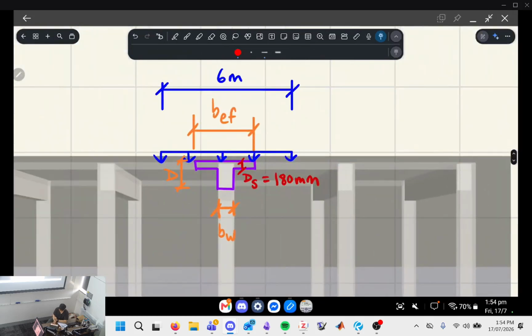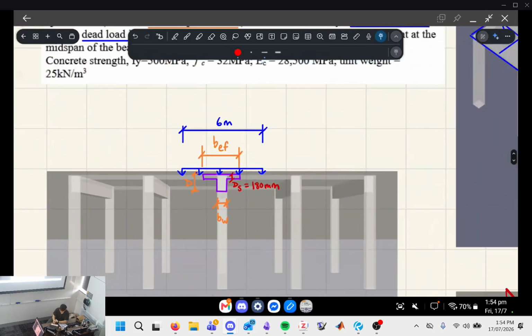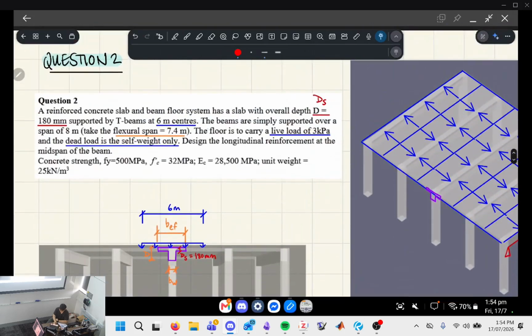So this purple shape that you can see here is a T-beam. And a T-beam is basically a rectangular beam, but since it's connected to the slab on either side, it picks up a bit of the slab strength. Therefore you get a resulting T-shape. 6 meter centers is referring to the fact that the middle of this beam and the middle of this beam is 6 meters apart. The beams are simply supported over a span of 8 meters.